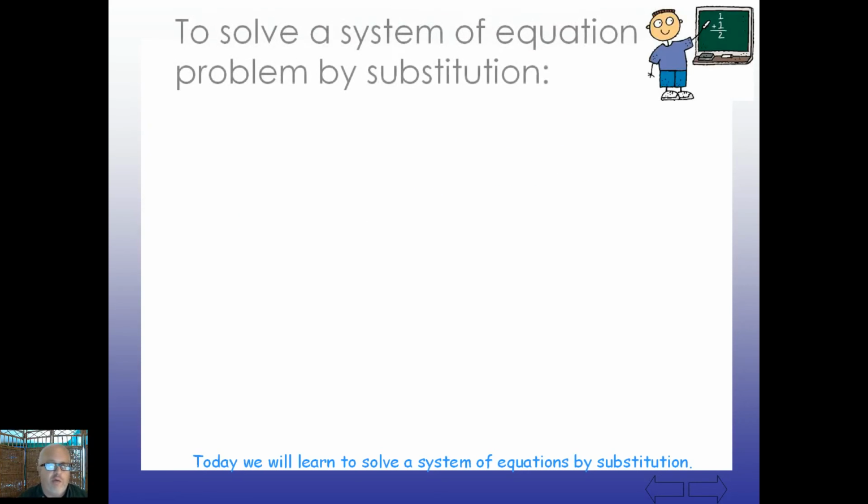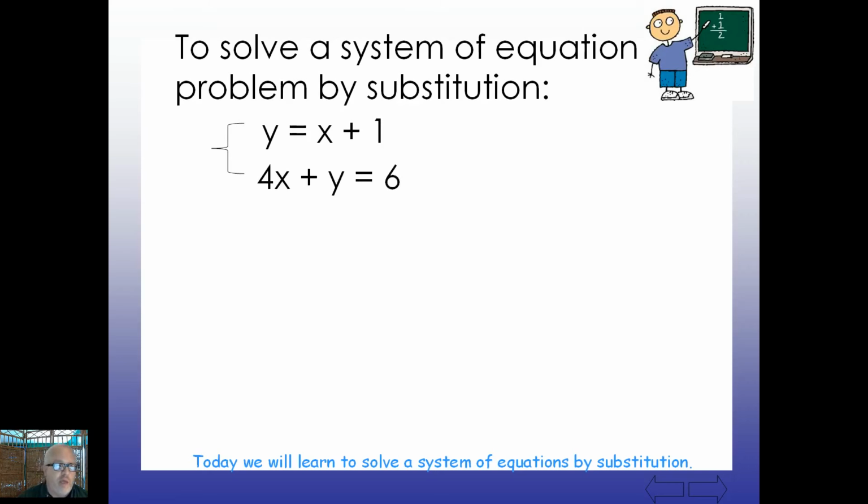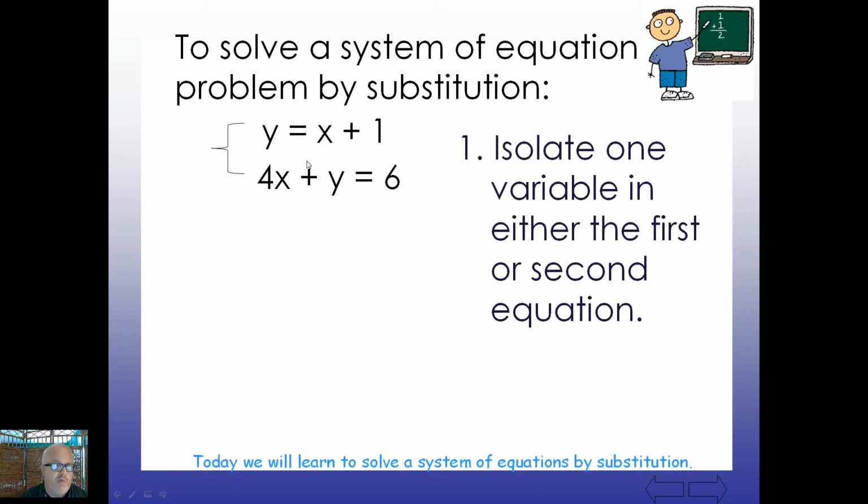So let's practice together here. So write this one down. Y equals x plus 1 and 4x plus y equals 6. All right. They're a little bit messier here because you do have x plus 1. This is a binomial now, but we do have y isolated. So again, we've already isolated y.